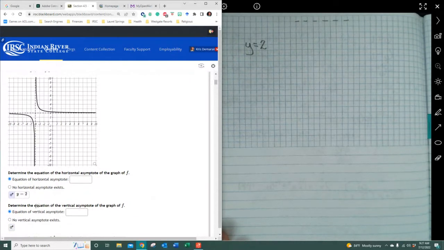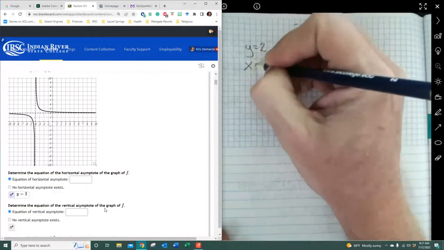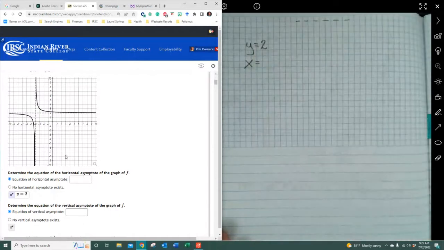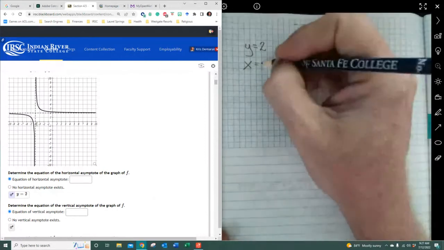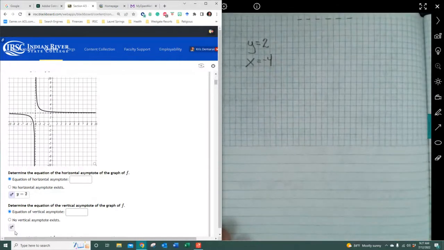Now determine the equation of the vertical asymptote. The vertical asymptote is always going to be x equals. And that's going to be where it falls on the x-axis. So that would be -4. And there's your answer for that one. This is really simple. Really, just look at the dashed lines and where they fall on each respective axis.